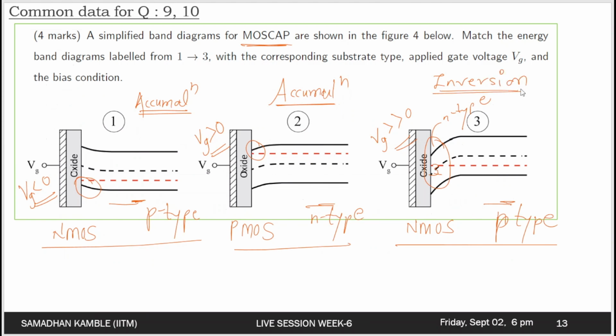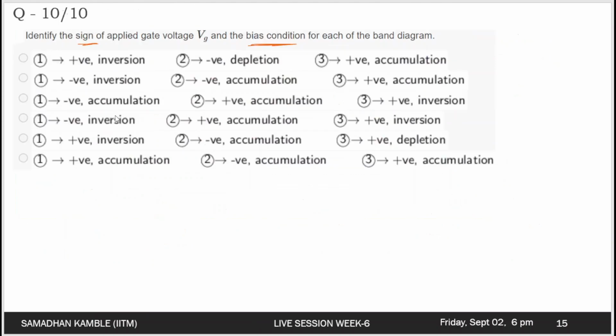and that will give us the inversion condition. Inversion. Okay, so the correct answer is accumulation, accumulation, inversion: negative, positive, positive. That is option C, negative positive positive, accumulation and inversion.